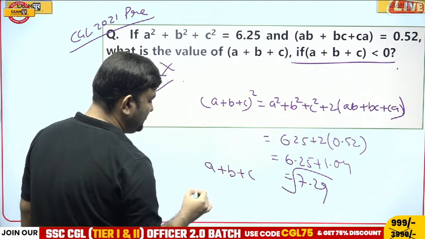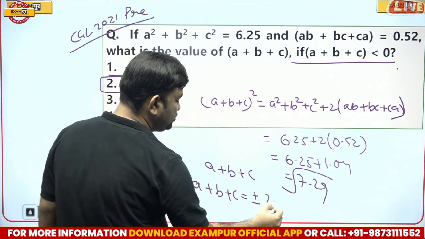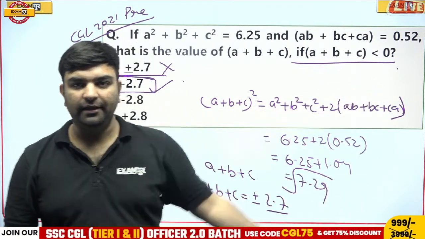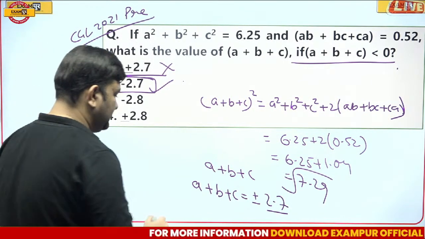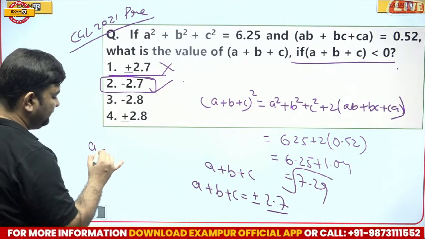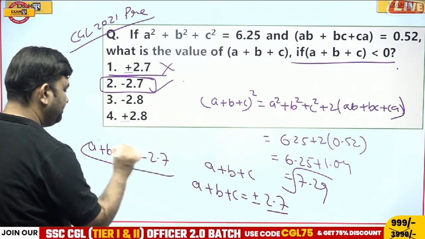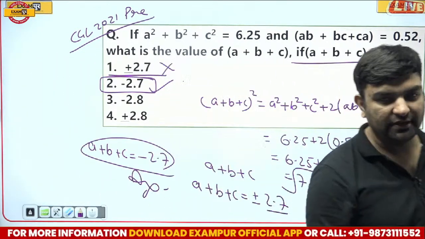The a plus b plus c will have two values. One is plus, one is minus. Plus minus 2.7. But it is very clearly saying that a plus b plus c is negative. So we will avoid the positive value and give the answer only as the negative value.